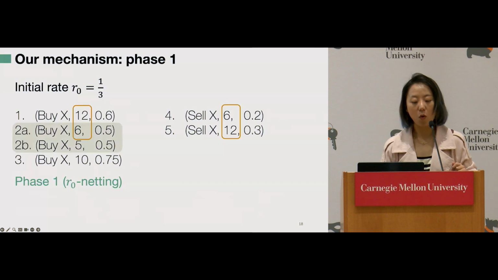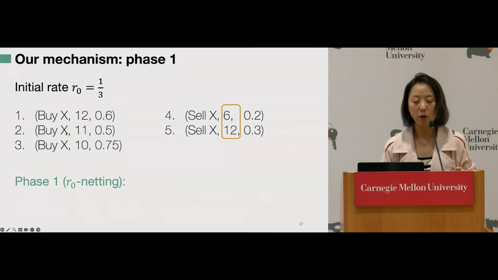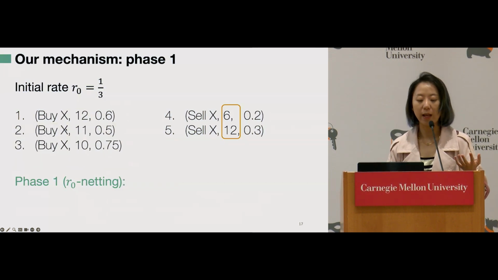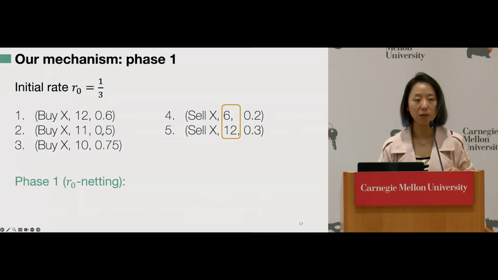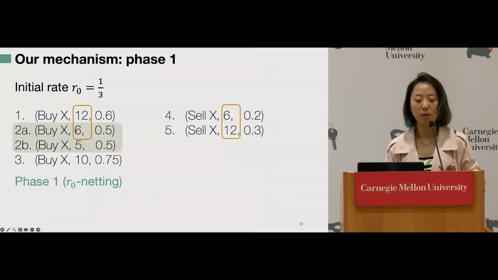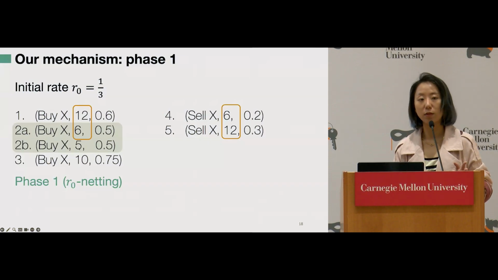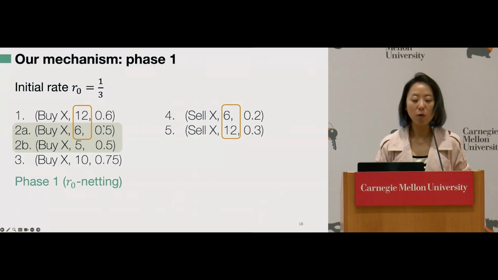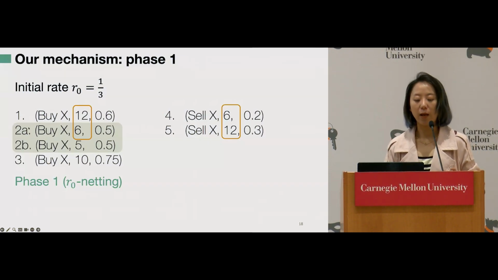For that purpose, order 2, which said I want to buy 11x at rate 0.5, will be split into 2 orders. The first one is buy 6 units of x at rate 0.5, and we call it 2a. And 2b is just buy x with the remaining units. Now we're going to execute 1, 2a, 4, and 5 all together.